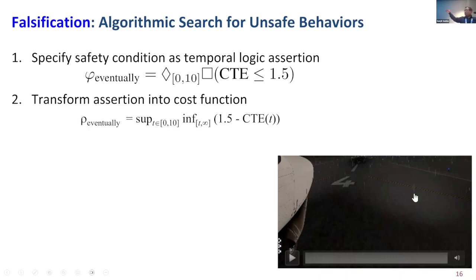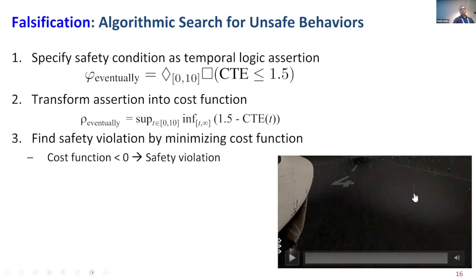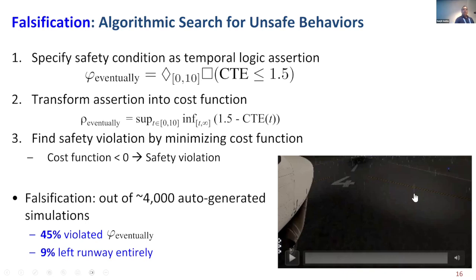Okay, and so what falsification does is it takes that logic property and turns it into a cost function, and the cost function is then minimized. Okay, and if you're able to drive the value of the cost function below 0, that corresponds to a violation of safety. That corresponds to an unsafe execution. Okay, and so when we ran our falsification algorithms in the Verify toolkit, it automatically generated about 4,000 simulations, and 45% of those violated the safety property. Okay, so a large chunk of those simulations were unsafe, and about 9% left the runway entirely.